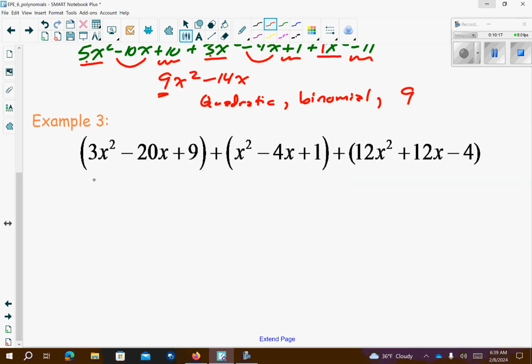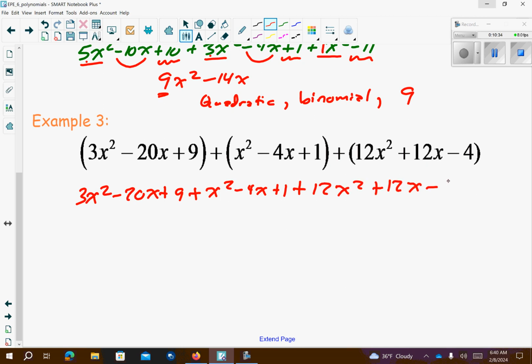Problem number 3, we can go ahead and drop the first set of parentheses because I don't have anything right in front of it other than a 1. I can distribute a positive over, so none of the signs change. So go ahead and drop the stuff. And on the last one, I can just go ahead and drop my parentheses because I don't have anything other than a positive. So x squared is my highest exponent.